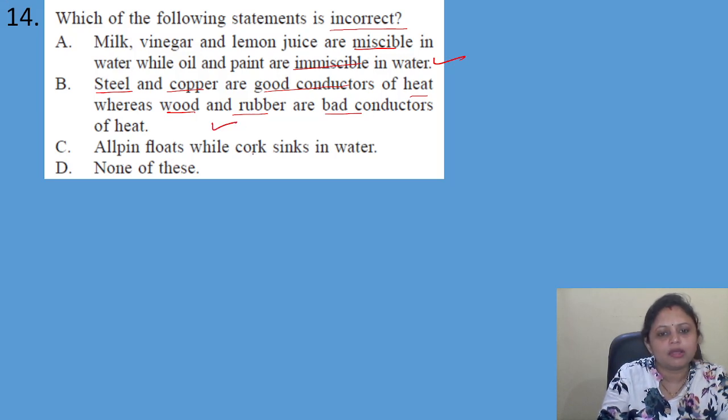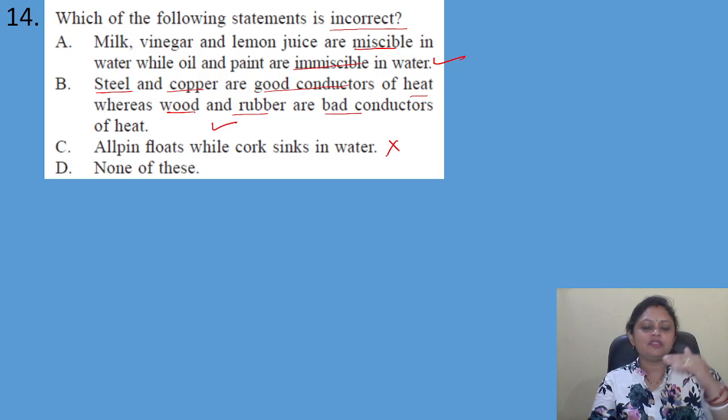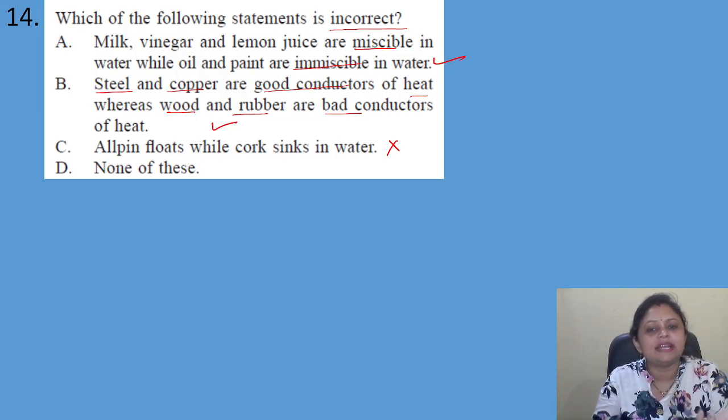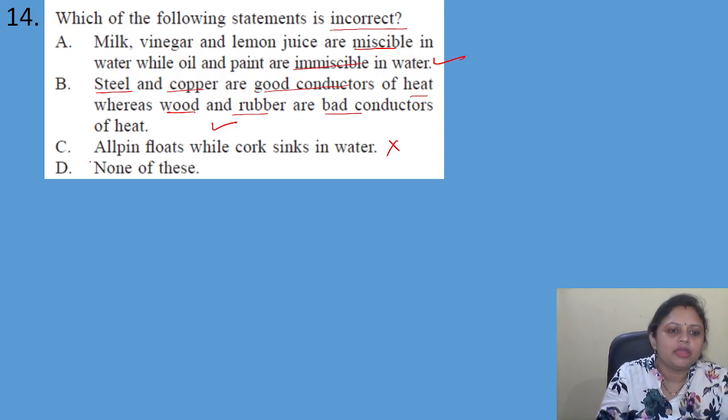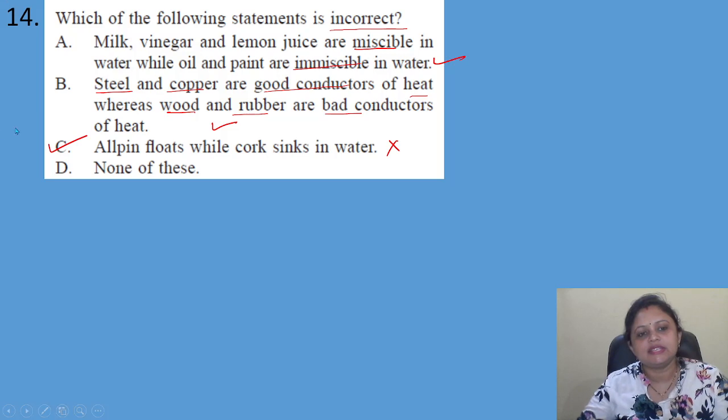Alpine floats while cork sinks in water. No, alpine जो होता है वो sink करता है, and the cork that floats on water because it is lighter than water. Alpine is heavier than water. Okay. So here correct answer is option C.